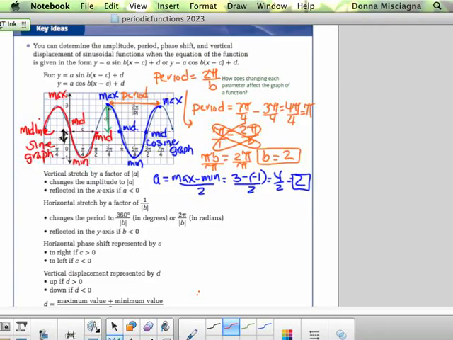So that means D is going to be a 1. This equation right here that I gave you as the extra bonus page of notes should be A, not D. D is your vertical shift. It's just how far your graph's been shifted up or down.